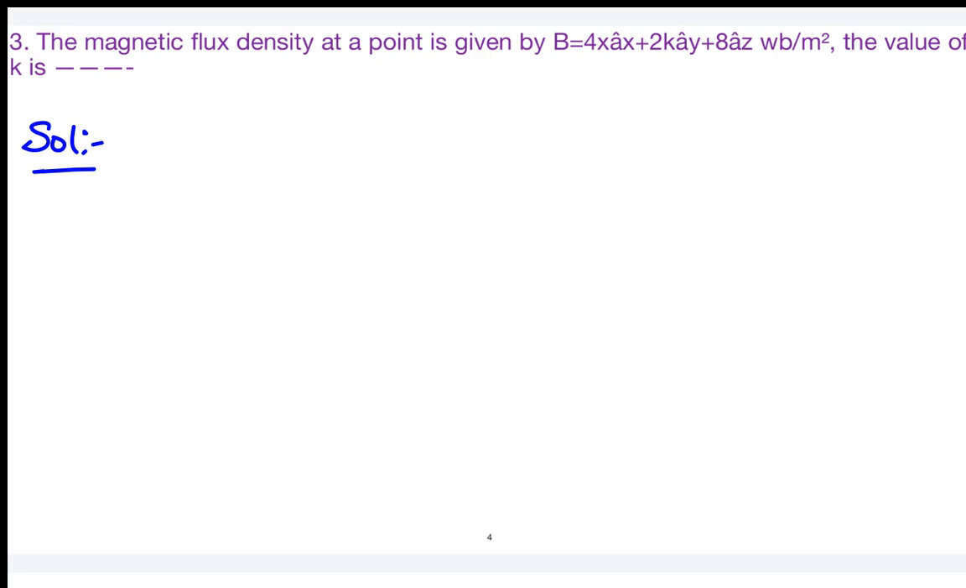So how to do that? We already know that for any magnetic field, the divergence of the magnetic field vector will always be 0. You can apply that, and you will get the answer.